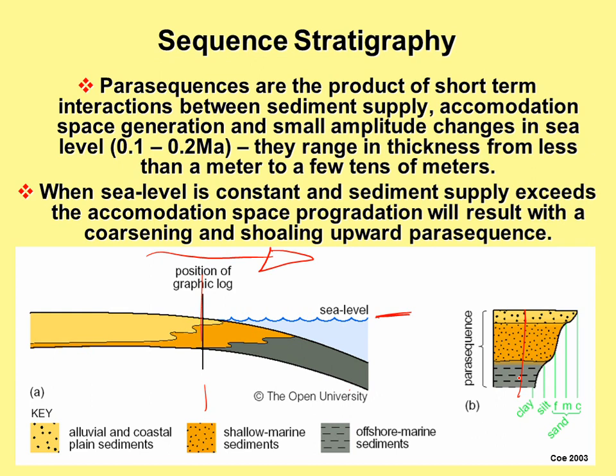Well, no, if you keep sea level constant, the shoreline will be there, okay? If we run the clock forward, here is your accommodation space, okay? Sediment being supplied in this direction will cause the shoreline to migrate in this direction.